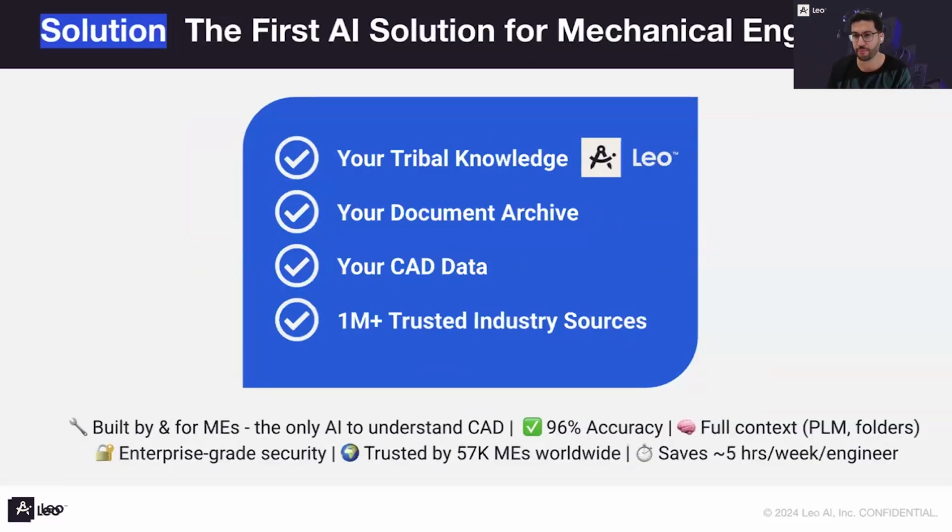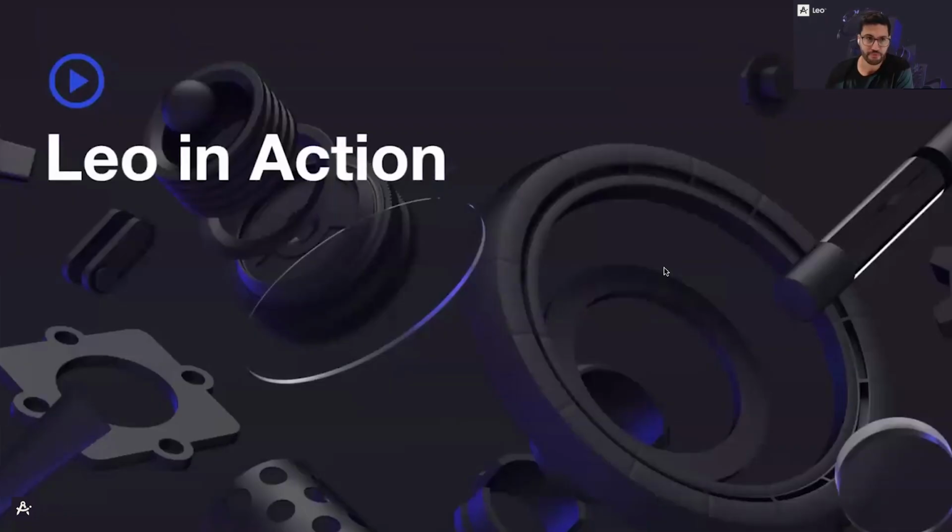It's connecting to your PLM, into your CAD editor. It understands all your text and CAD data. And this is the only AI to understand CAD. It provides 96% accuracy. It has your context. It has enterprise-grade security. And this is one of the news, right? We're SOC 2 certified right now. So we have the top security levels to provide you and your organization. And we're trusted by tens of thousands of engineers worldwide. And this is how we save about 5 hours per week per engineer.